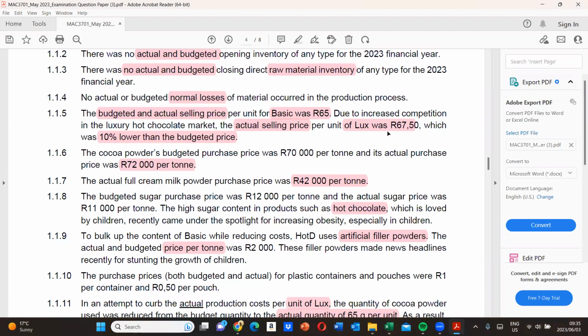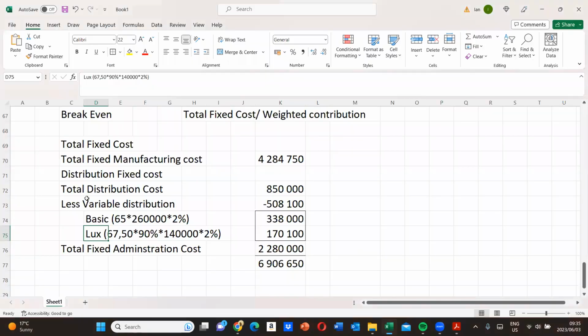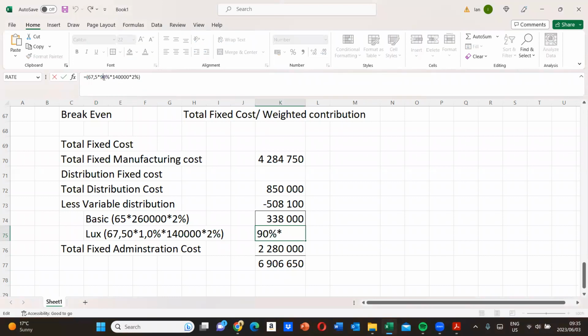Which means we now need to add 10% to this amount, right? Which makes it 1.1 instead of what is this? So we're going to multiply with 1.1 instead of multiplying with 90%. Right, thank you for that actually. You're 100% correct there.